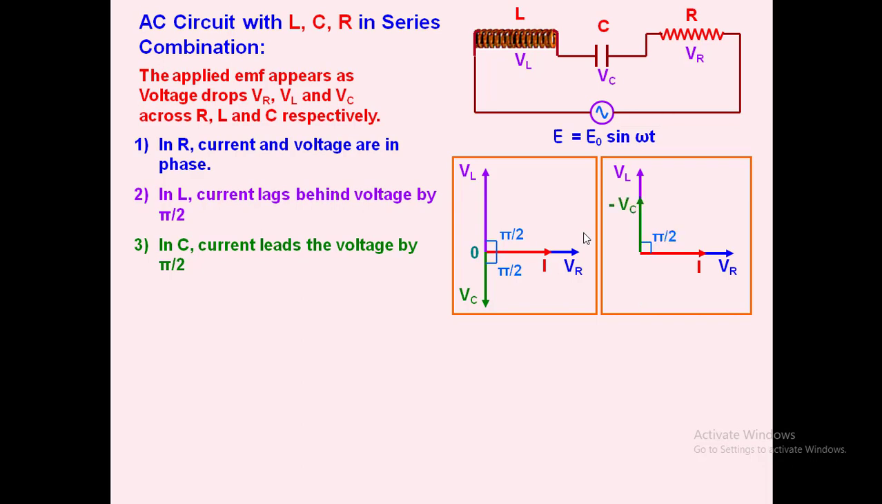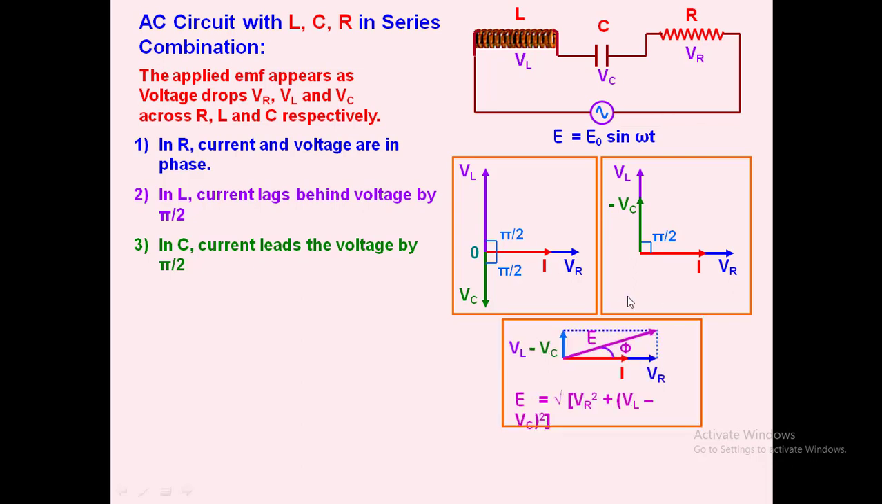Now if you want to take the resultant, in this direction the voltage is Vc. If I take along the direction of VL, what happens? It becomes VL minus Vc. So VL minus Vc is the resultant of VL as well as Vc, which is present along the y direction. VR is present along the x direction. If you apply the parallelogram law of vectors, you are going to have the resultant EMF in this particular direction, which is making an angle phi with respect to the current.